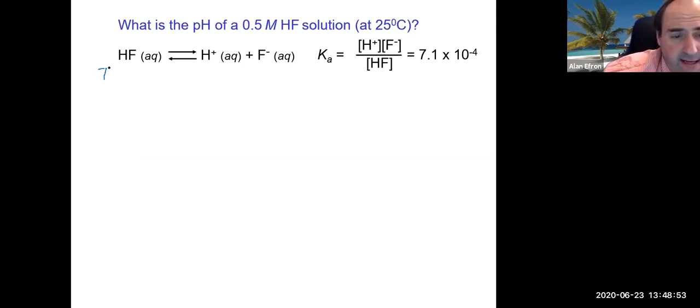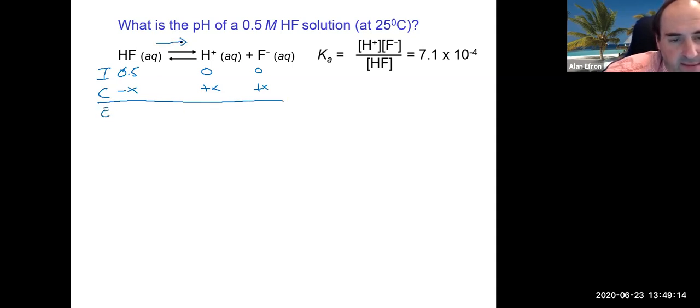So we'll do our initial ICE table. In this case, we're only given 0.5 molar for our HF. Just like normal, we can assume that our products are going to be 0. The change will be minus X and plus X. Again, like normal, if we're not given anything on the product side, it's probably a pretty safe bet to assume that the reaction is heading in this direction. We're going to carry these down. That's going to give us 0.5 minus X, X, and X.